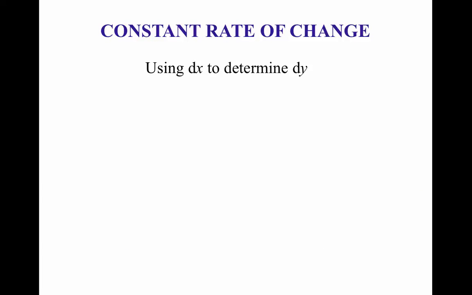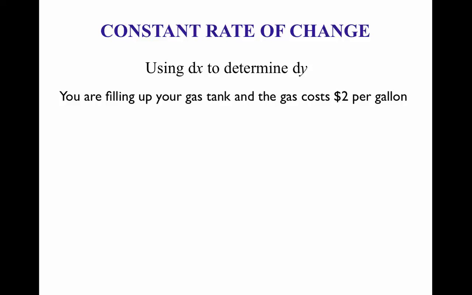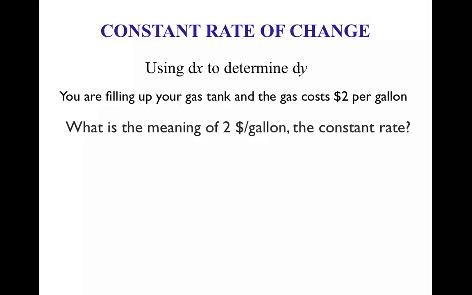Okay, well, again, we're using dx now to determine dy, not y final minus y initial. So you're filling up your gas tank and the gas costs $2 per gallon. What is the meaning of $2 per gallon, the constant rate? Now try it. See if you can do better. Go. What's the meaning of $2 per gallon, the constant rate? Talk to the person next to you. Go.